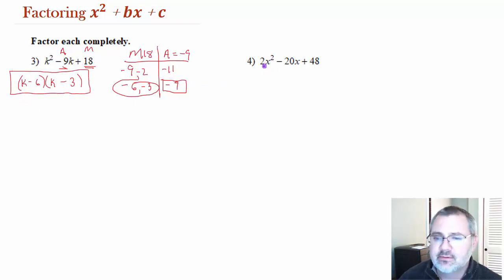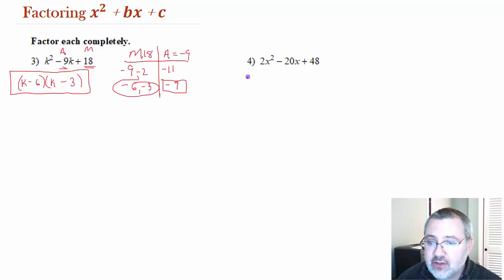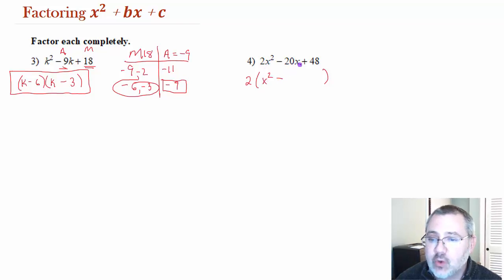Next case, oops, do you notice there's a 2 in front? Well, we said that there was going to be a 1 in front. But one of the things we always want to look for is, is there a GCF? Now, if you remember what we did in the last video, we looked for what divides into all these numbers. And it turns out 2 does. So I'm going to factor the 2 out and divide each of these by 2. 2x squared divided by 2 is x squared. Minus 20x divided by 2 is minus 10x. And 48 divided by 2 is positive 24.